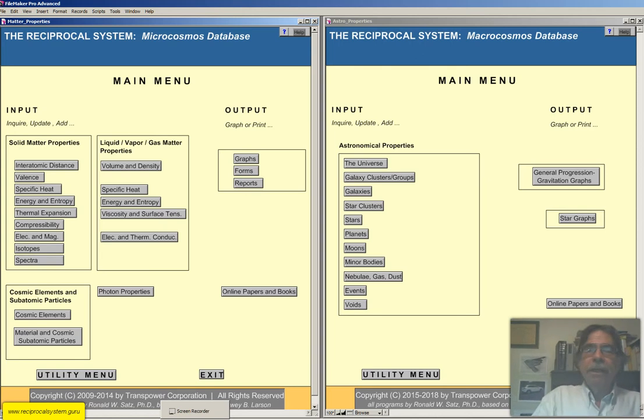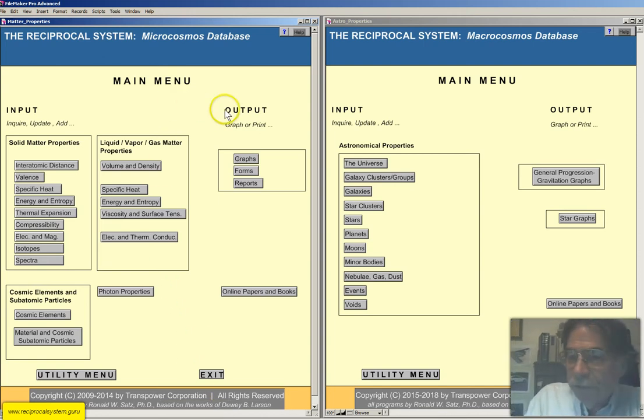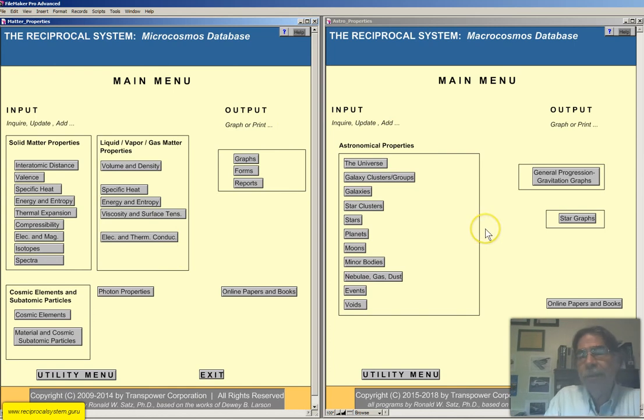Today, as with many of my screencasts, I'll be discussing the reciprocal system, in particular the reciprocal system Microcosmos database, which you can see on the left panel here. I've already covered all the layouts on the reciprocal system Macrocosmos database, so please see my other screencasts for all those. On the Microcosmos database, we've already covered solid matter properties and liquid vapor gas matter properties, so we're going to come into this area here, cosmic elements, subatomic particles. We're going to cover cosmic elements today.